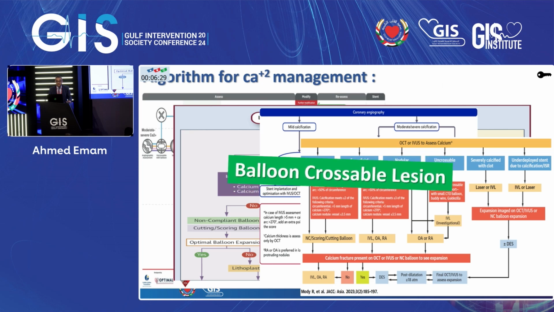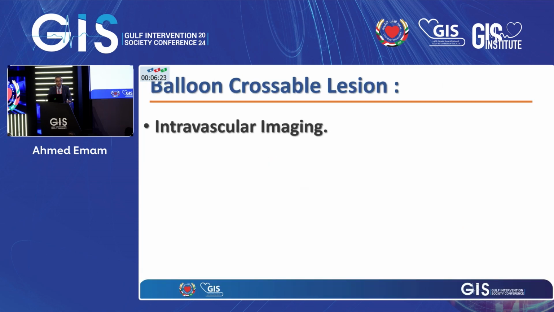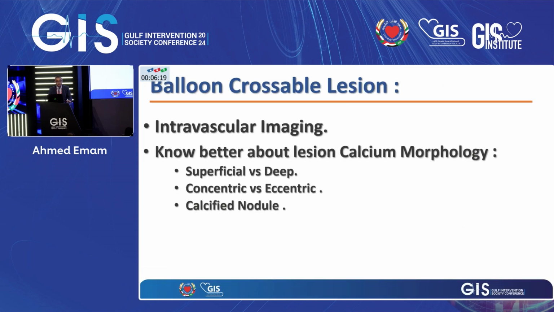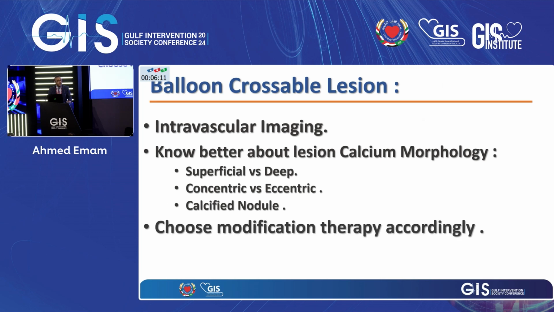So in this case, if you can cross the lesion with the balloon or the catheter or the imaging catheter, we have the chance to study our lesion and know better about its morphology, either it's superficial, deep, concentric, eccentric, or if there are any nodules. And this gives us the chance to choose the modification therapy accordingly.